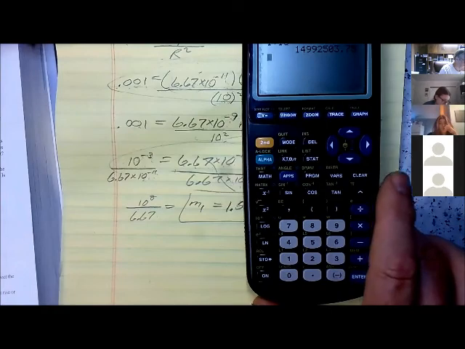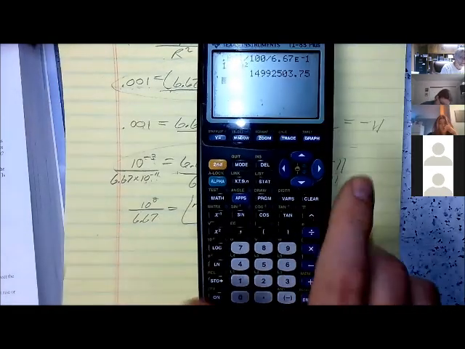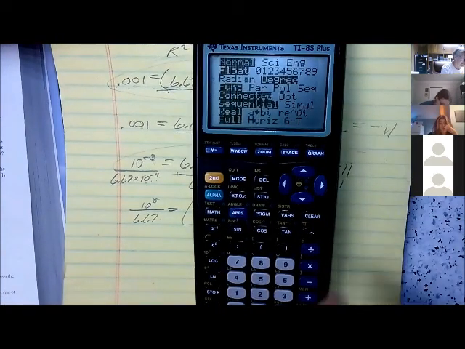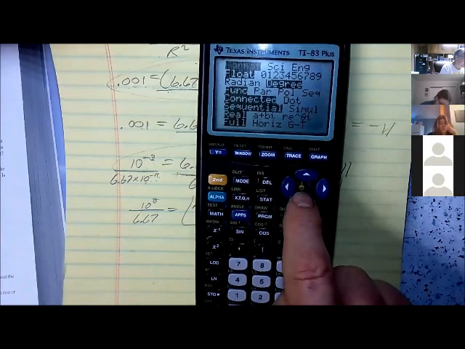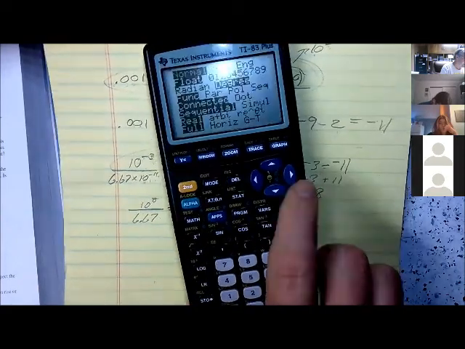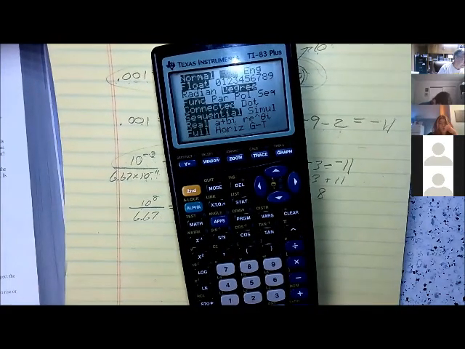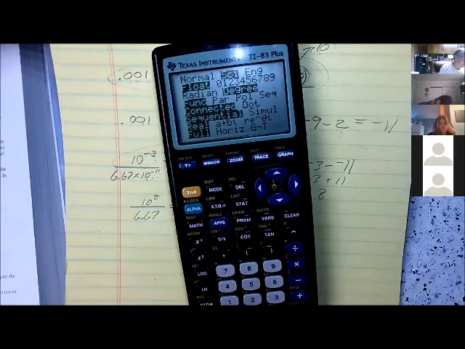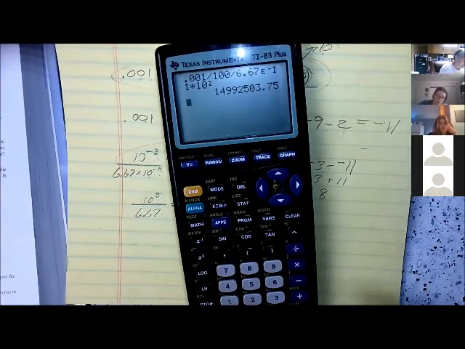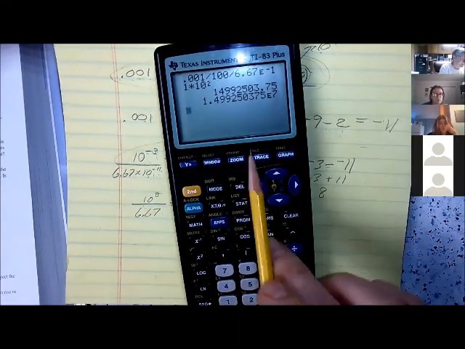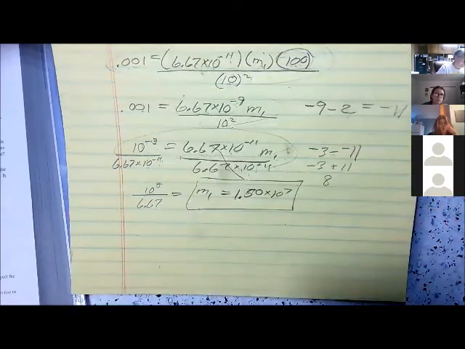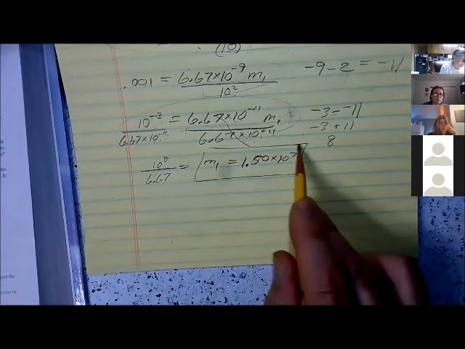Oh, on here I have to change the mode. Well, let me show you how to do that. You hit the mode key, and you get a bunch of stuff. I want sci, so I can scroll down, but I don't want to scroll down. I want to scroll over. So I go back up to the normal, I go over one to sci, and I hit enter. Now I know I'm going to be in scientific notation, so now I say second quit to come out, and I hit enter, and now I have my number in scientific notation. Essentially 1.50 times 10 to the 7th, and that's what I got the first time I did it.